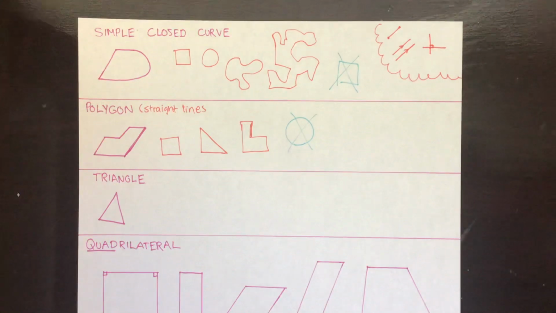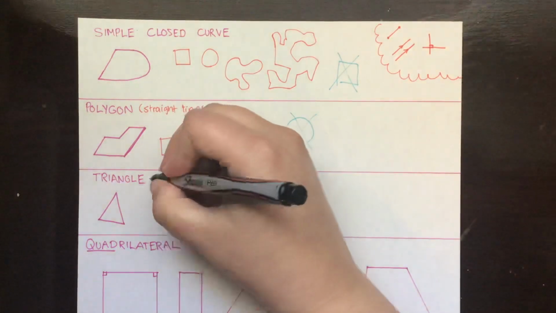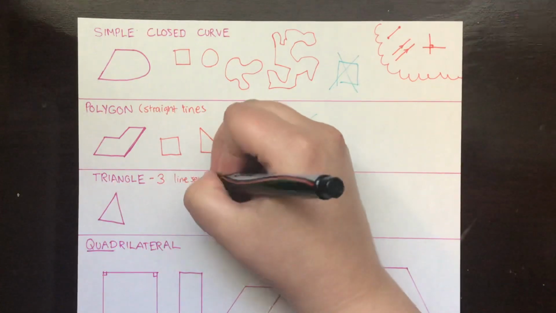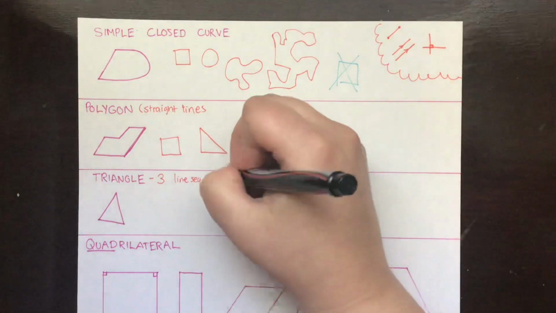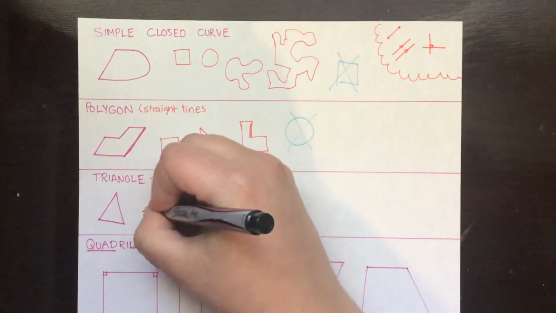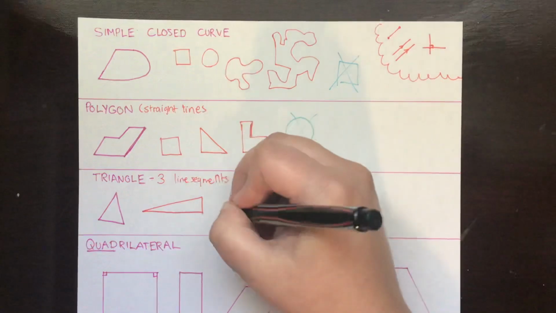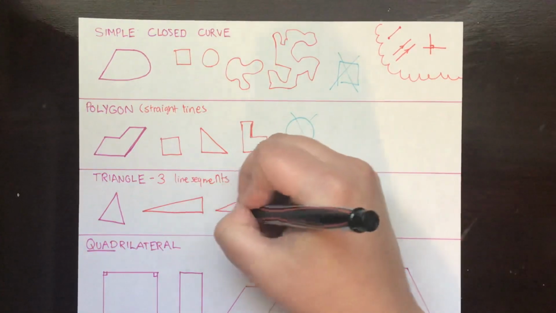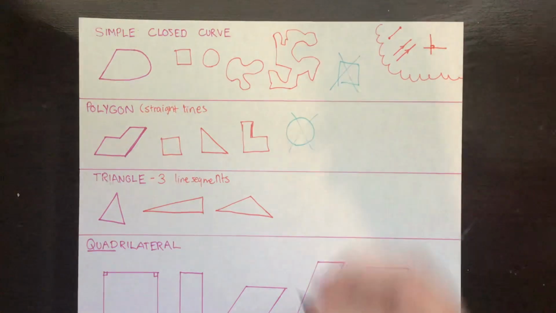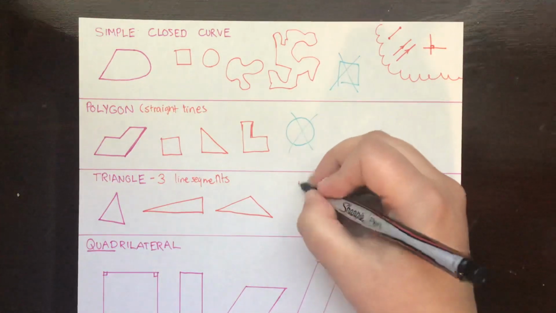Now we're going to get even more specific. A triangle is a type of polygon, is a type of simple closed curve, but it is made out of exactly 3 line segments, or 3 straight lines. So here's an example of a triangle. Another triangle could look like this. Triangles can look like this. As long as it just has 3 straight lines, it is good. It is a triangle. A triangle could even look like this.